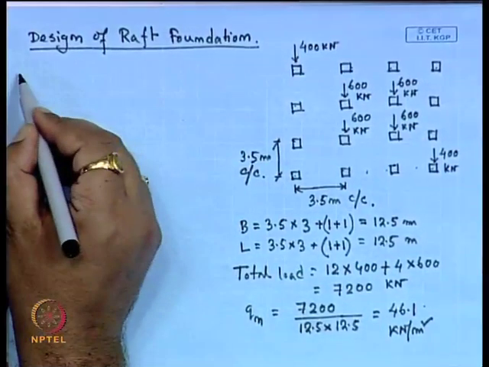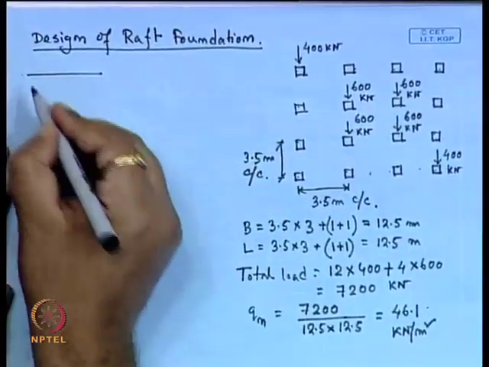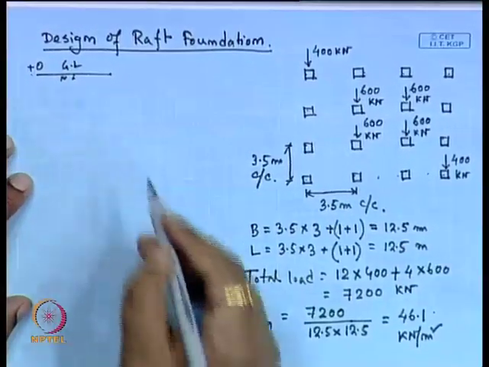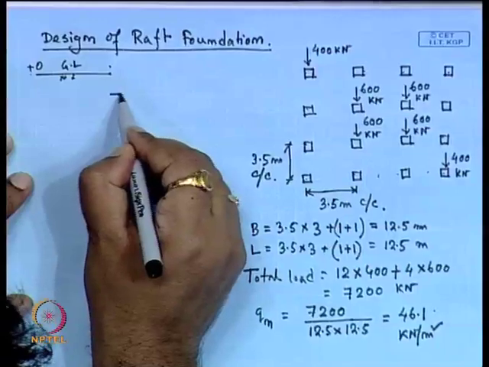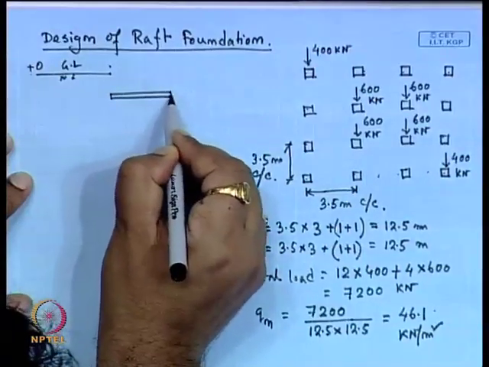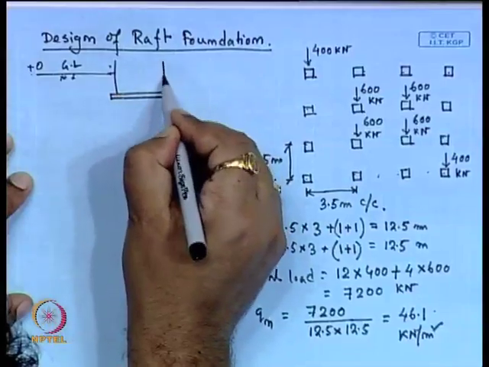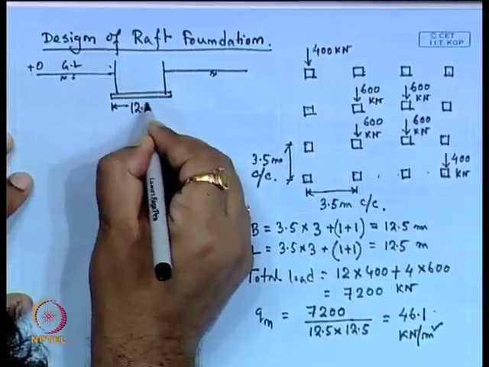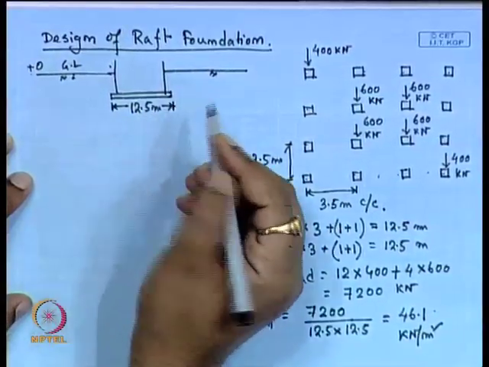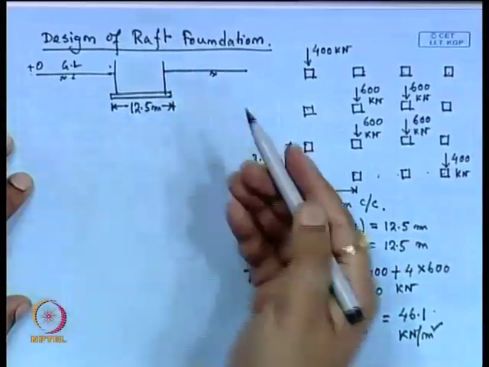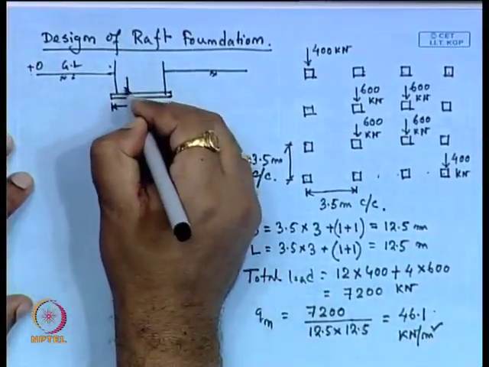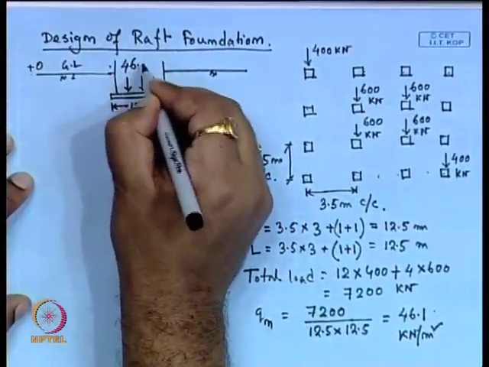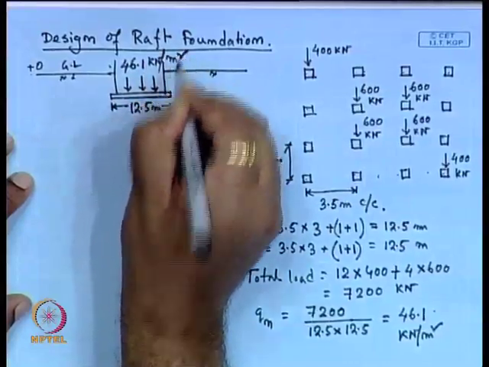Now, the soil condition. Suppose this is the 0 line, the ground line. These are the raft dimensions that we are taking, this is the raft, this is the total area. So, this raft dimension we are taking 12.5 meter. So, width is 12.5 and length is also 12.5 meter. And the footing load, that is the net load acting at the base of the raft, is 46.1 kilonewton per meter square.